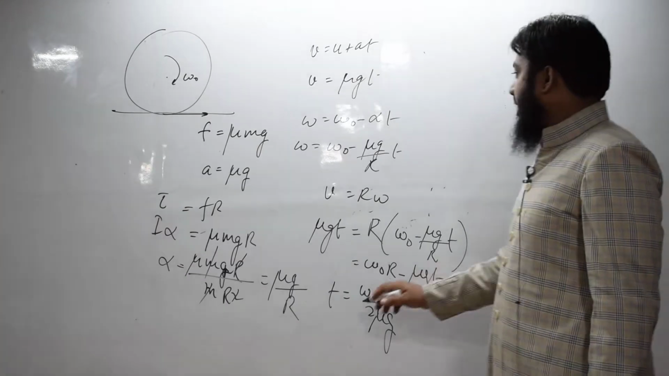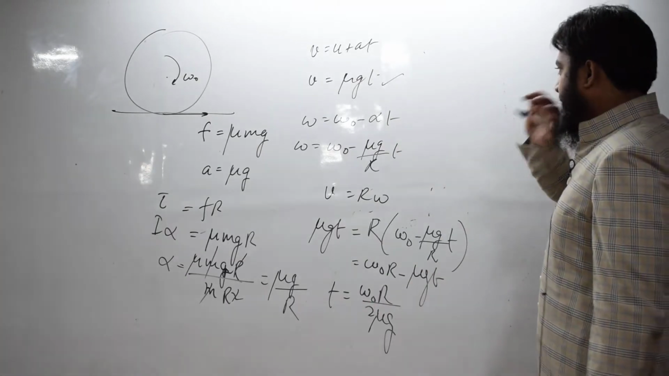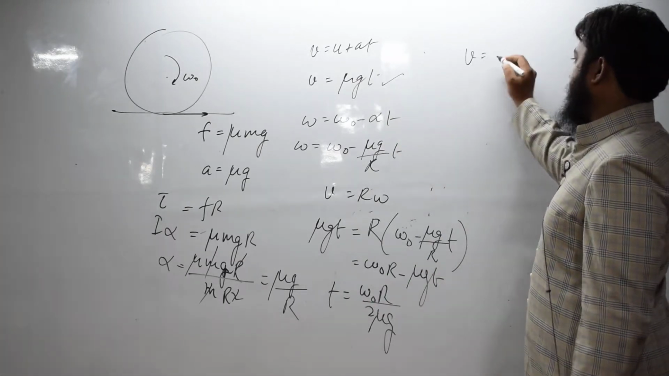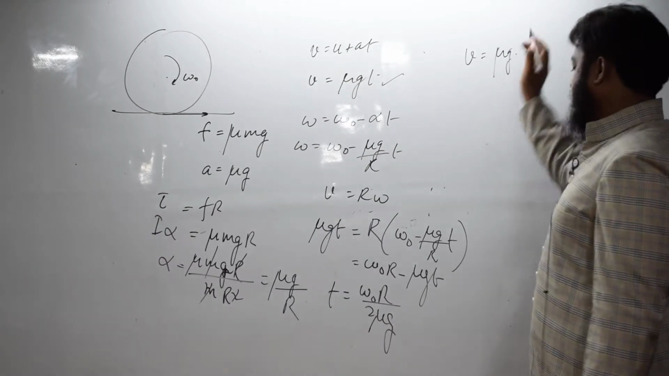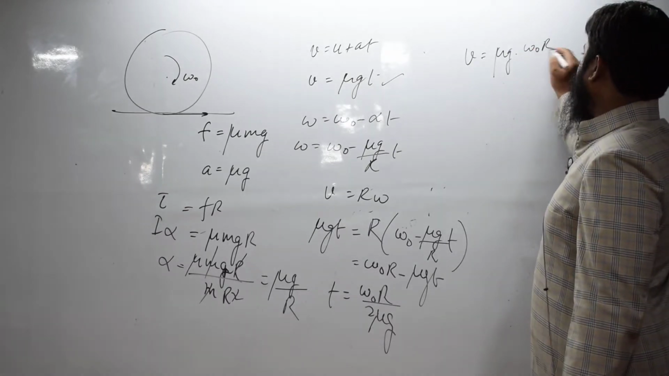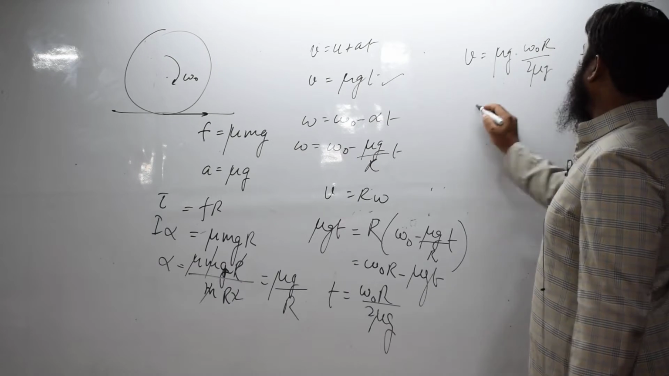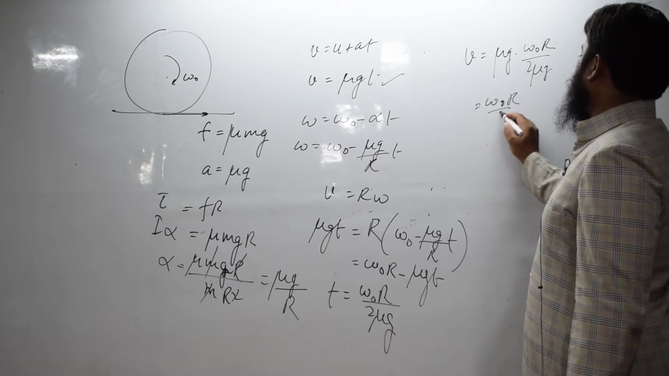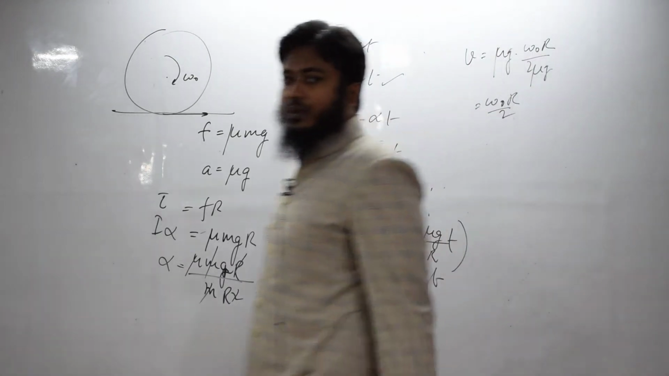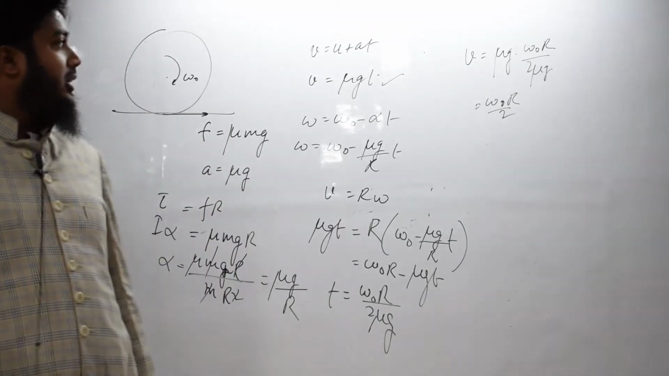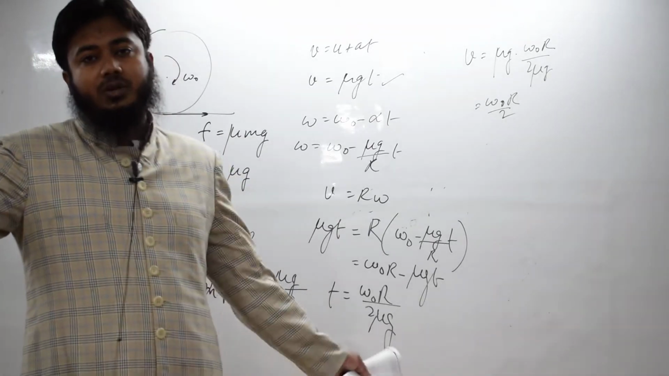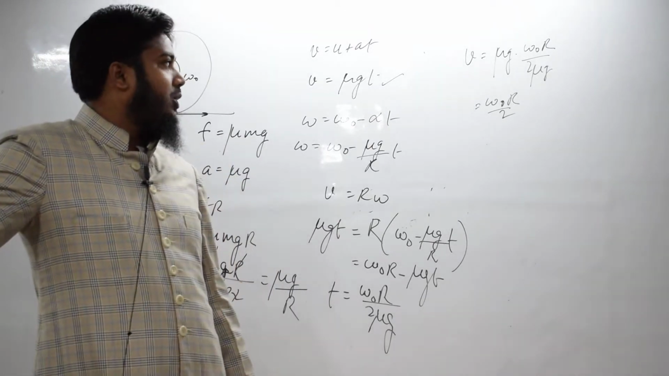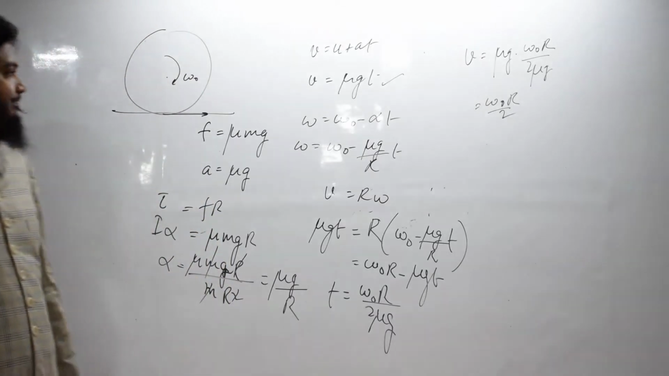Then at this time you need to find the velocity of the center of mass. It is very easy, μg into time, which is omega naught r upon 2μg. So, the answer is omega naught r upon 2. The velocity of the center of mass when the body starts rolling is omega naught r by 2.